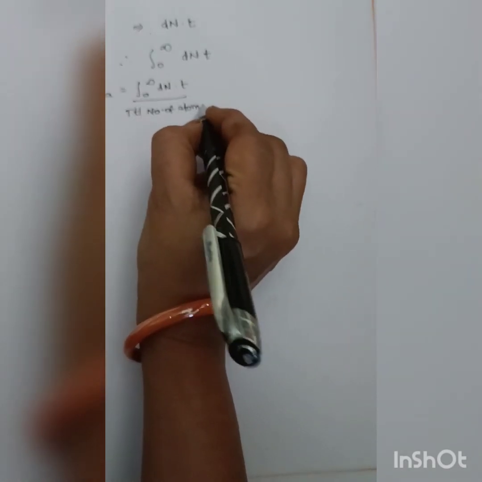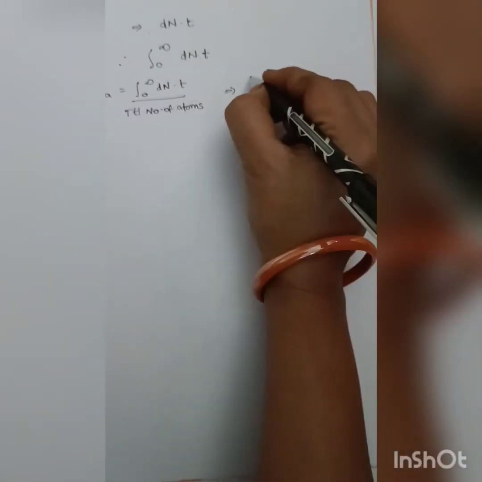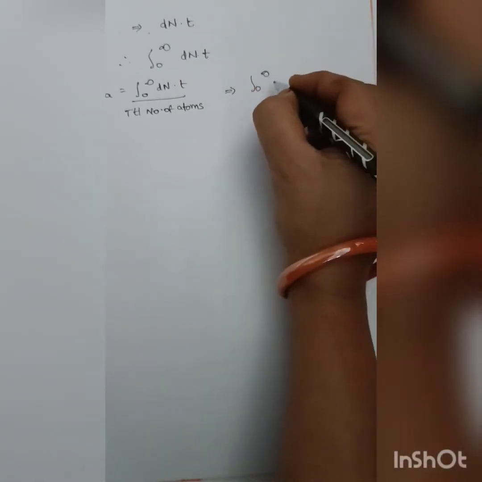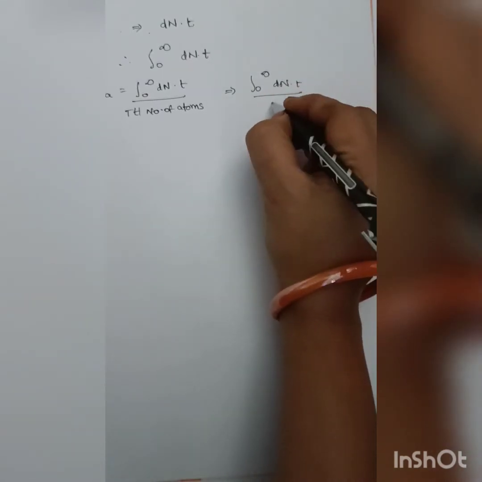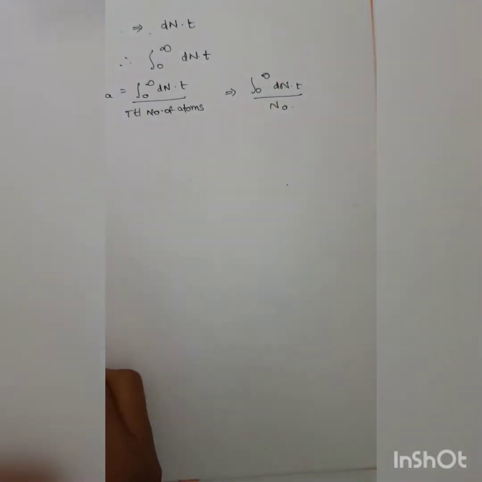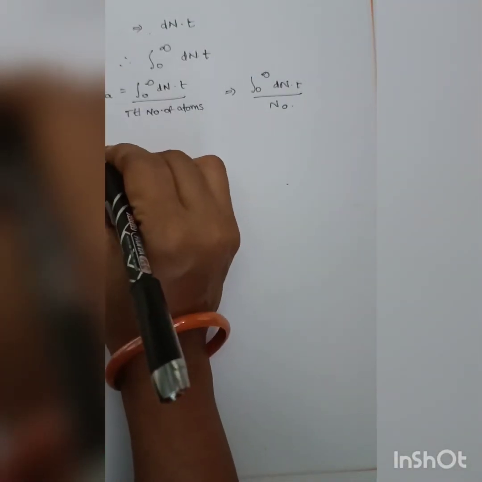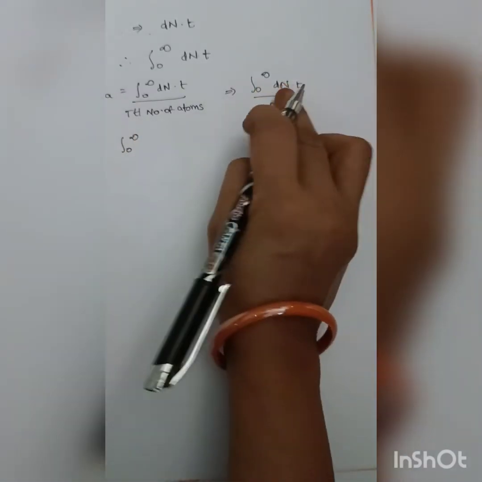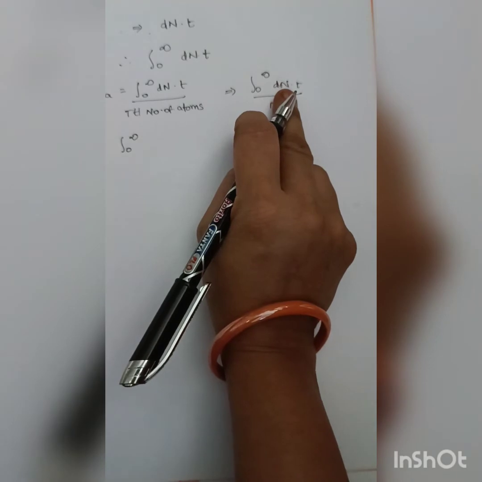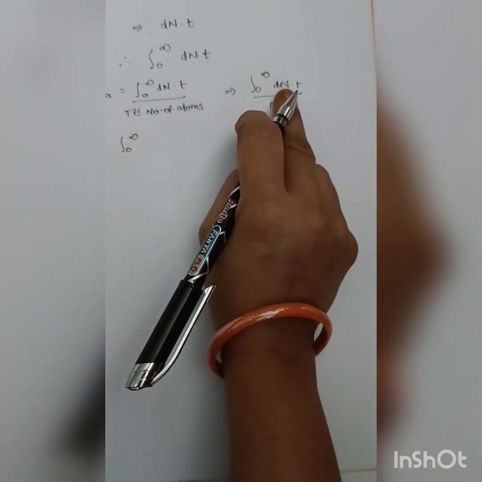Is it not? Total number of atoms. So we know that the total number of atoms is nothing but the integral from 0 to infinity of dN into t by N naught. Right? So the average life Ta can be written as the integral from 0 to infinity. We know the formula for dN. dN is equal to lambda N naught e power minus lambda t dt, right?